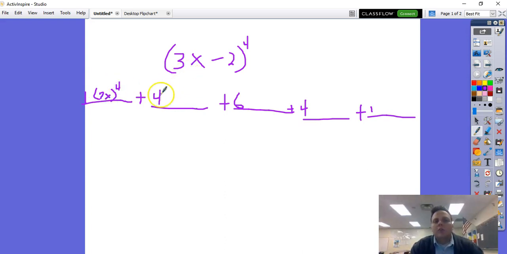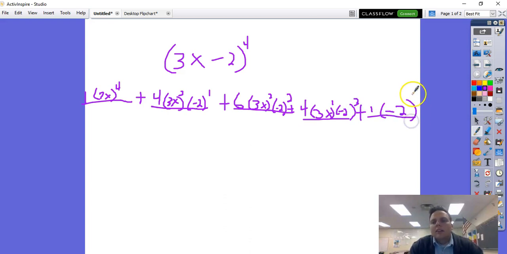And now our first term will go down in power as our second term goes up in power. So now we have 3x to the third and negative 2 to the first. Then we repeat that. Our first term loses a power, so 3x squared, negative 2 squared. Our first term loses a power and our second term gains a power. 3x to the first, negative 2 to the third. And then our second term has all the power now. Okay, so now we just need to go through and simplify.